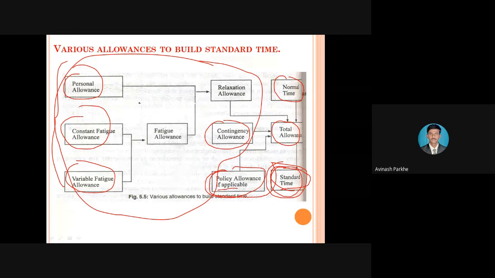Like that, we have to implement the different types of allowances, or provide the different types of allowances with the normal time or the basic time, so we can calculate the accurate standard time required to perform that particular operation. So these are the different types of allowances.